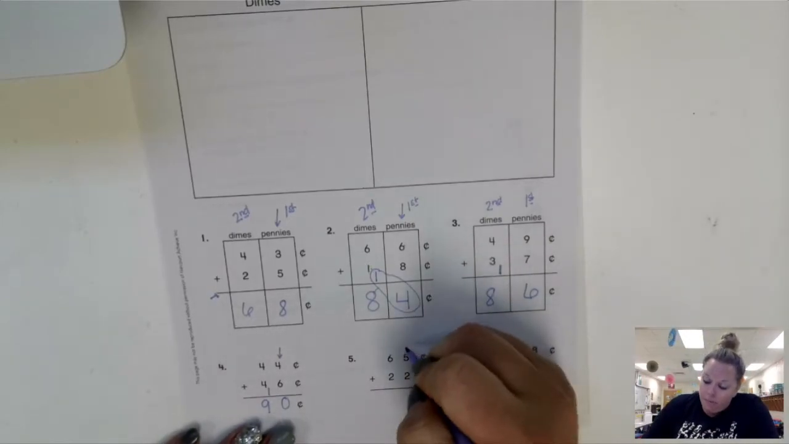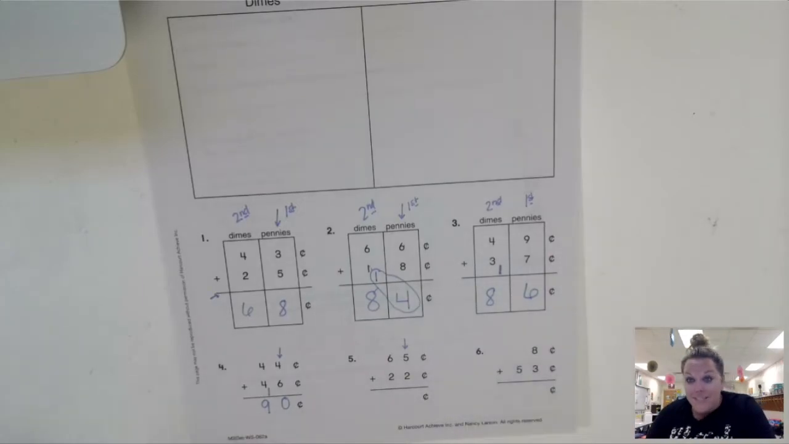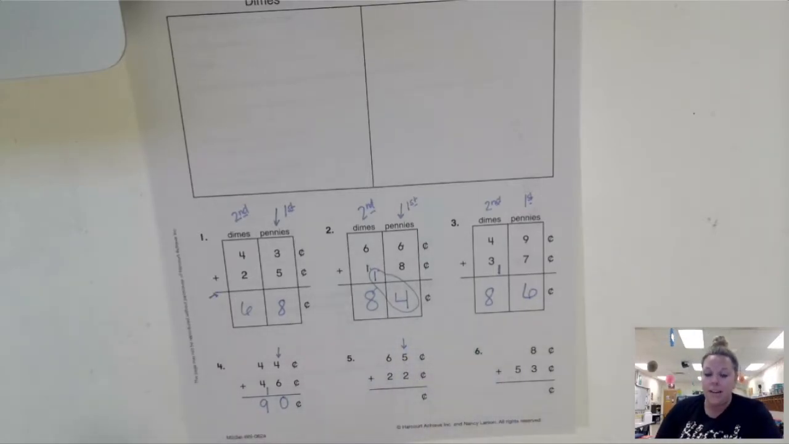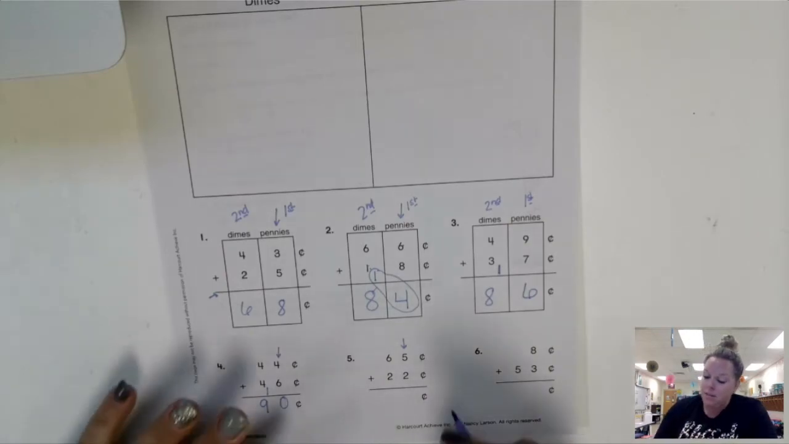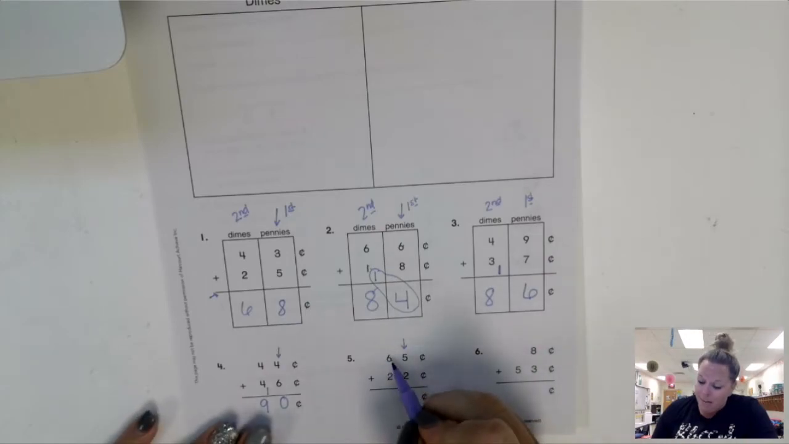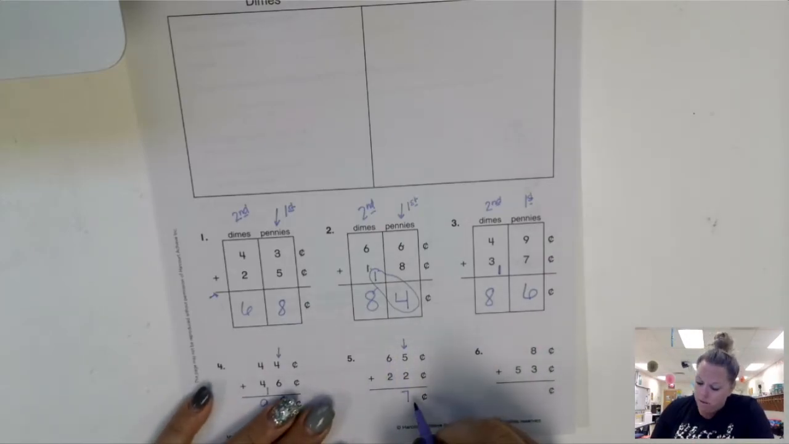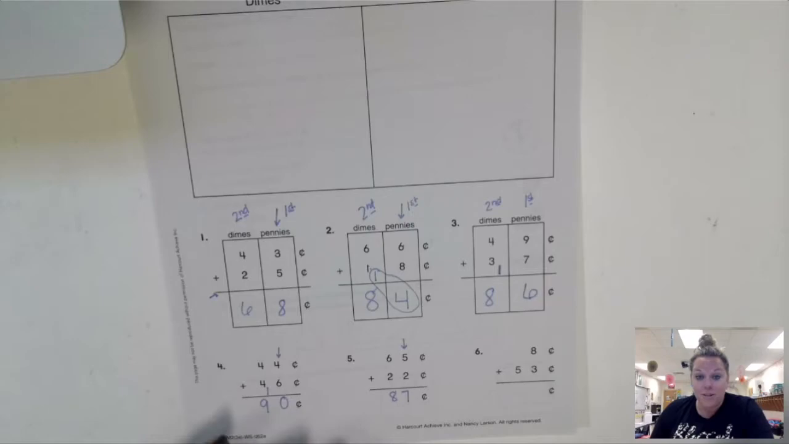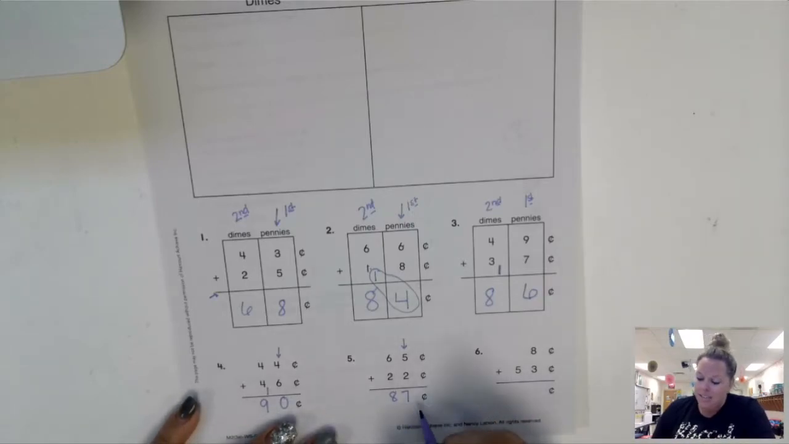Now remember, you don't always make groups of 10. If there's no group of 10, you have nothing to trade, okay? 5 plus 2. Do this straight down. 5 plus 2 is 7. We have nothing to trade. It was less than 10 pennies. Now go to your dimes. 6 plus 2. 6 plus 2 is 8. 87 cents.